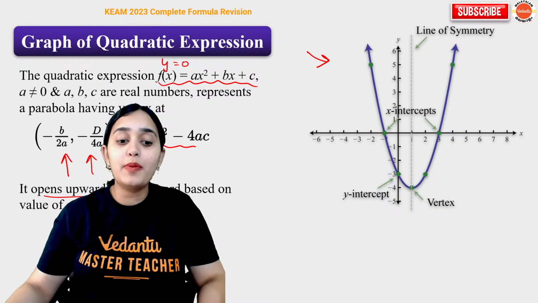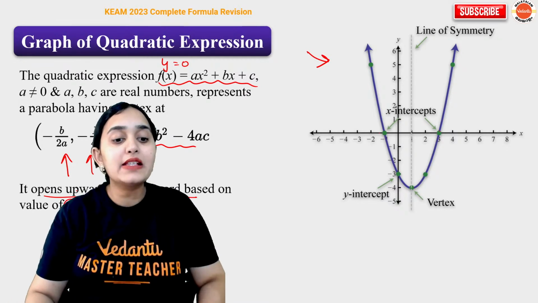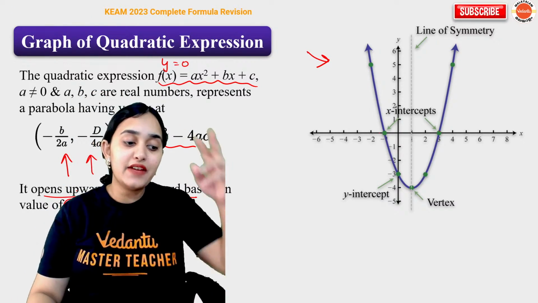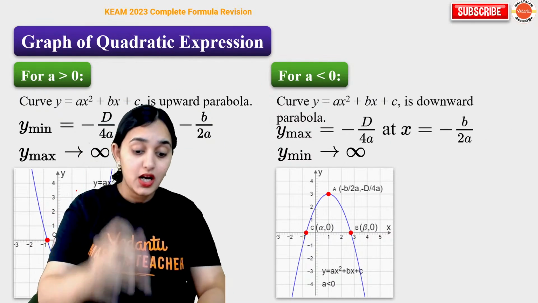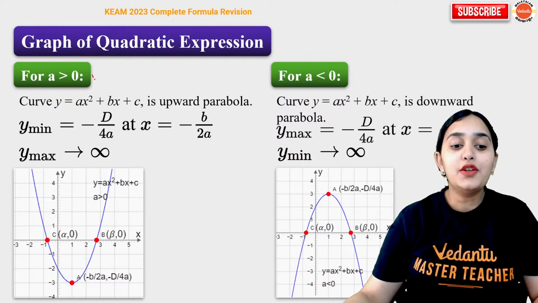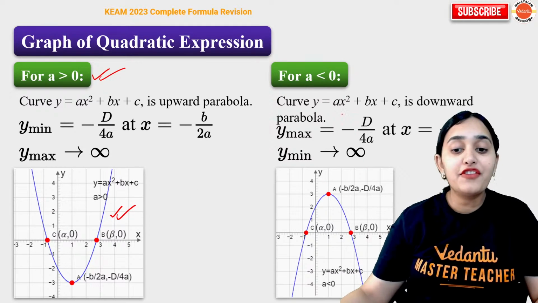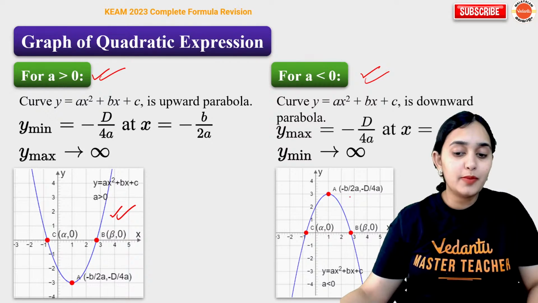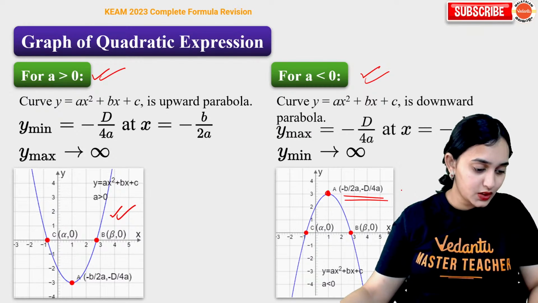It will open upward or downward based on the sign of a. If a is positive, it is an upward parabola kind of figure. If a is negative, it will be a downward parabola kind of figure. So if the value of a is greater than 0, then it will be an upward parabola. If the value of a is less than 0, that is, if it is negative, it will be a downward parabola, and your vertex point will be minus b upon 2a and minus d upon 4a.